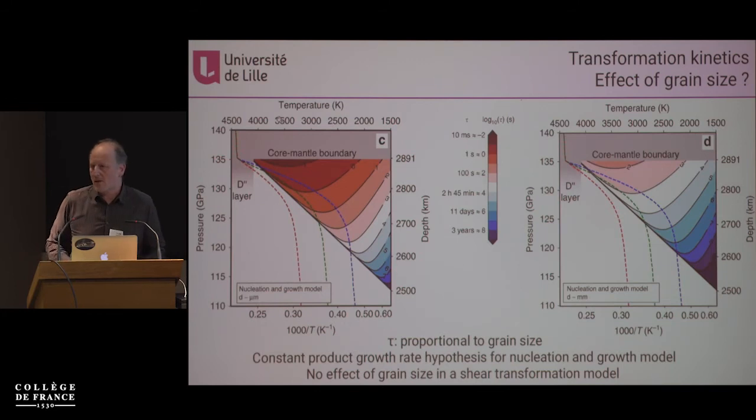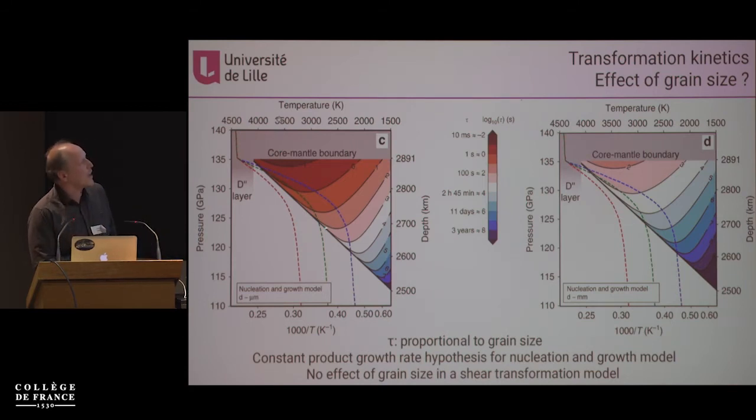In a diamond cell, our grain size is on the order of a micron. In the Earth, I don't know, but probably bigger. Now, it depends on the transformation model. If your transformation is controlled by a shear transformation model, if you just have shuffling of layers in the crystal structure, this will not be very dependent on grain size. If your transformation is more nucleation of a high pressure phase that is growing over time, then it will be proportional to grain size. So this is highlighted here.